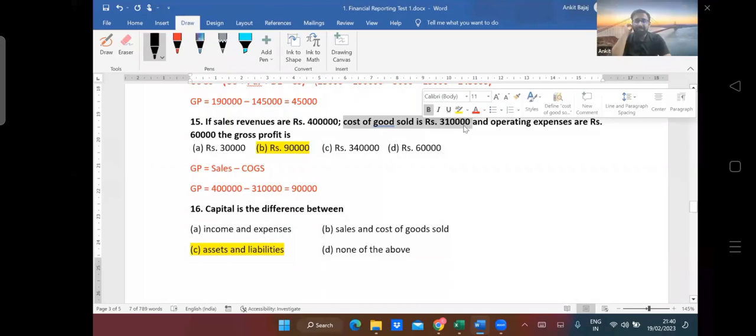We have to blindly take 3,10,000 rupees. We don't have to consider operating expenses, right? So what is going to be the gross profit? Gross profit is going to be 90,000.